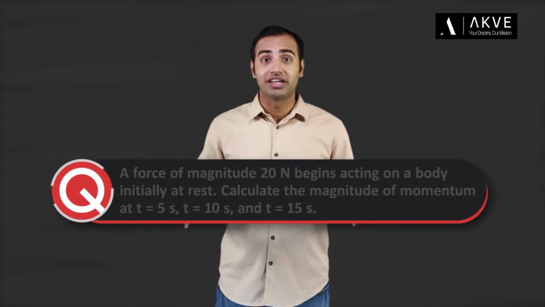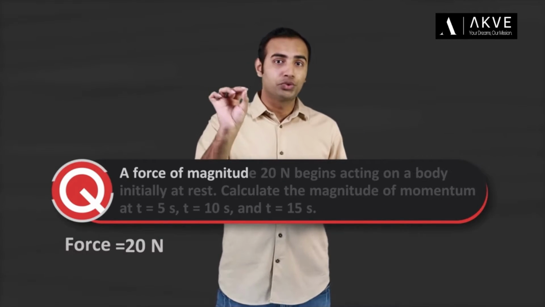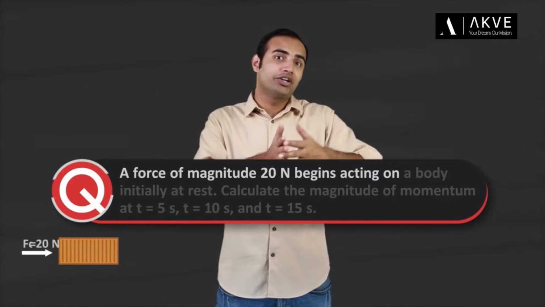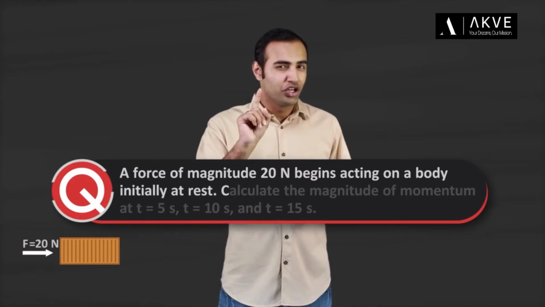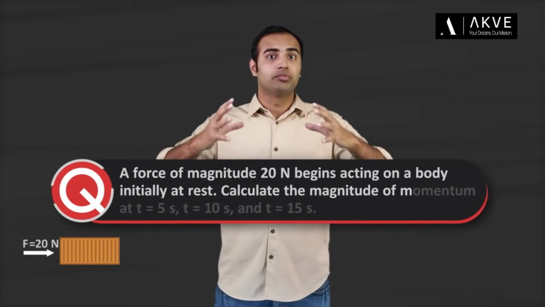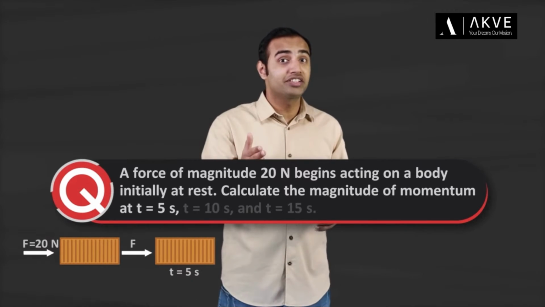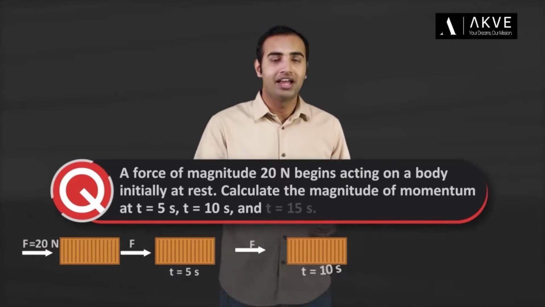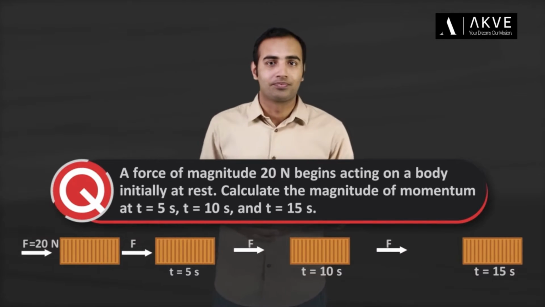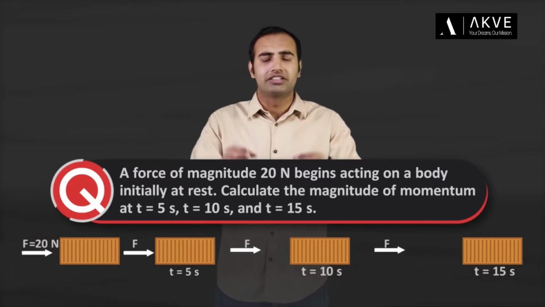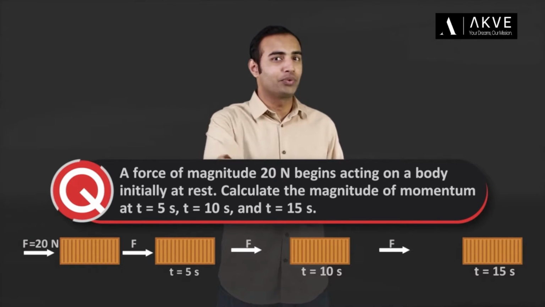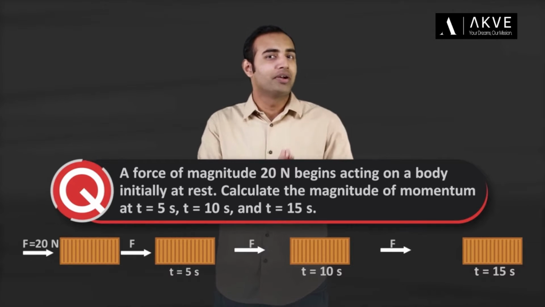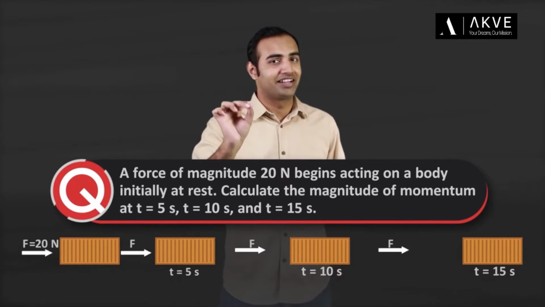So we're doing good, guys. Let's move on to the third problem now. So the third problem says that a force of magnitude 20 newtons begins acting on a body which was initially at rest. Now, given this information, you are supposed to calculate the momentum of the body at t equal to 5 seconds, at t equal to 10 seconds, and at t equal to 15 seconds. Now, let me tell you, this problem is extremely easy to solve if you apply the right concept in the right way. So you go ahead, do some mental gymnastics, and try getting the right answer.